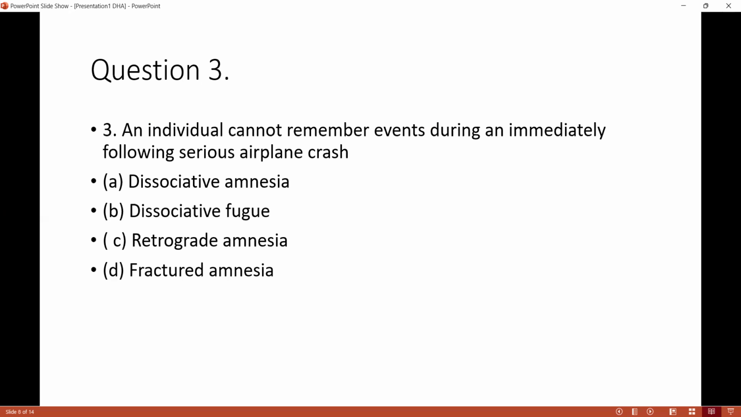Question number 3 is, an individual cannot remember events during and immediately following a serious airplane crash. So option A is dissociative amnesia, dissociative fugue, retrograde amnesia, and fracture amnesia. So the question is about cannot remember events during and immediately following a serious airplane crash. So the correct answer is dissociative amnesia.